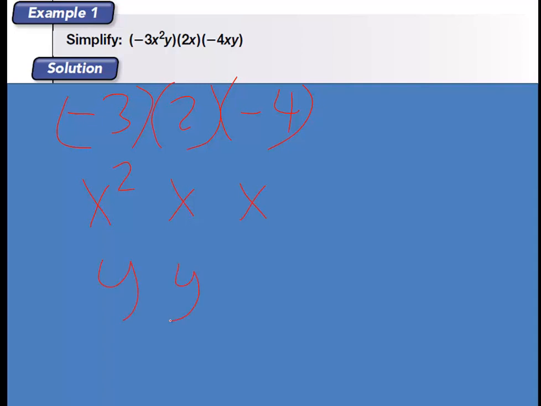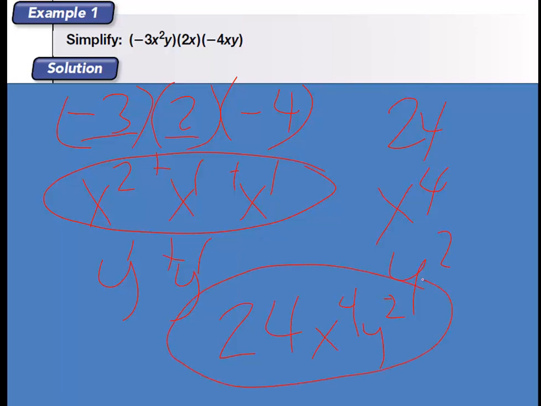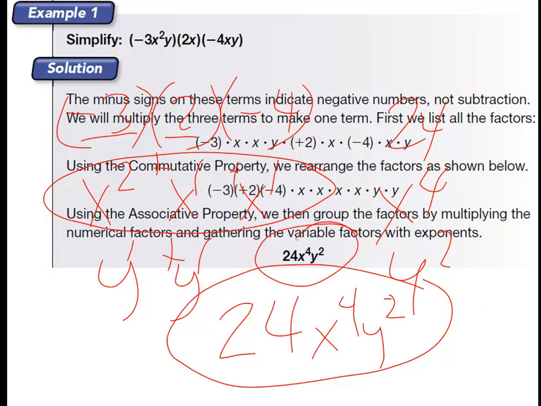So as I multiply these, I've got negative 3 times 2 is negative 6, times negative 4 is 24. This is x squared and x and x, because when we multiply our variables, we add our exponents, so that becomes x to the 4. And then this one here is y1 plus y1, so that's y to the 2. So I end up with an answer of 24x to the 4, y to the 2. Now, I know you have never seen anything like that before, but that's what algebra is. So hopefully you'll start to understand a little bit better. We'll review this more tomorrow. But there's our answer, 24x to the 4, y to the 2.